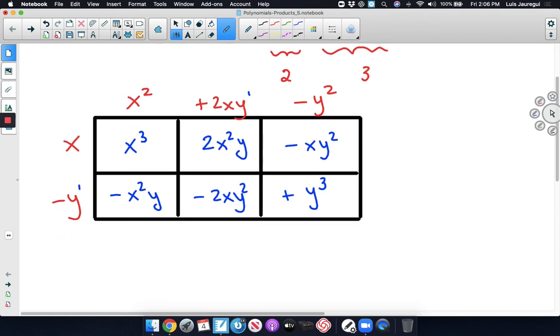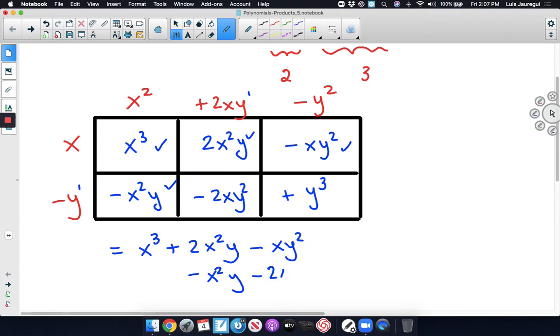Okay, so now we can say that the area is equal to x cubed, let me put a check mark there, plus 2x squared y, let me put a check mark there, minus xy squared, let's put another check mark there. Now notice that then we have minus x squared y, but we already have x squared y here, so let me put it right underneath it. So minus x squared y. Then we have minus 2xy squared, so we already have them here, so let me put them right underneath that. So minus 2xy squared, and then we have plus y cubed.